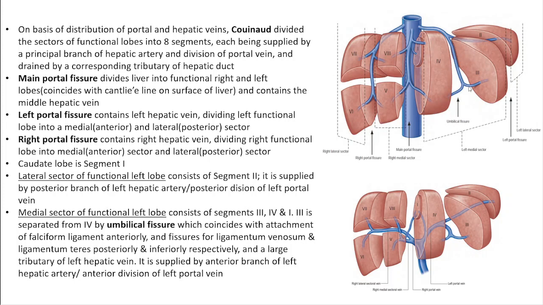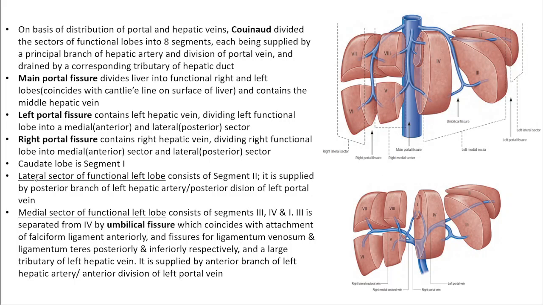This corresponds to attachment of the falciform ligament anteriorly and the fissure for ligamentum venosum and fissure for ligamentum teres posteriorly, and this also contains a large tributary of the left hepatic vein, right? And it also contains a straight segment of the left branch of the portal vein. This is called the recessus of Rex. This is important in a surgical operation called the mesorex operation, which is one of the treatments of prehepatic portal hypertension in children that you will be told later on in the lecture on portal hypertension, right?